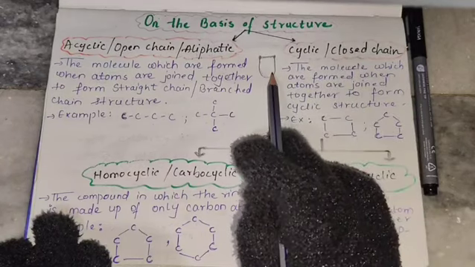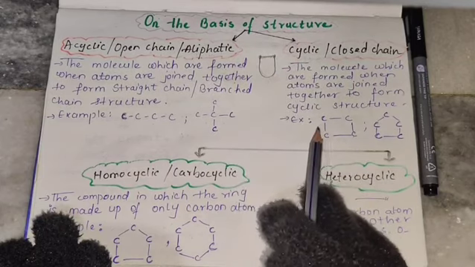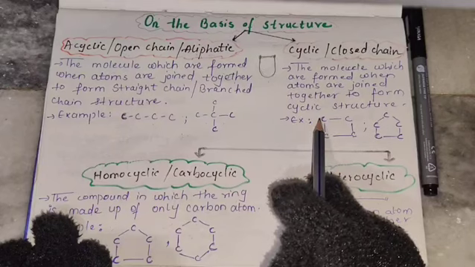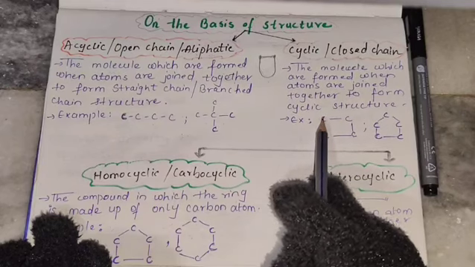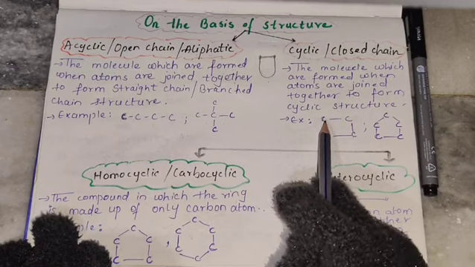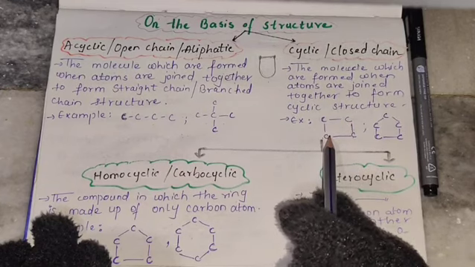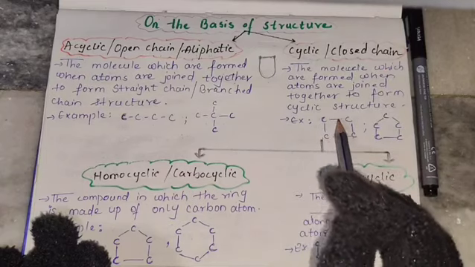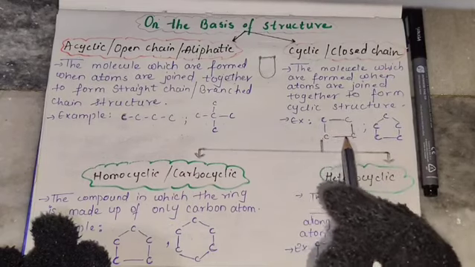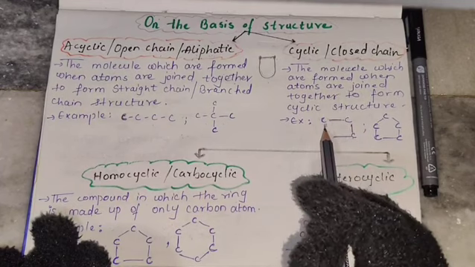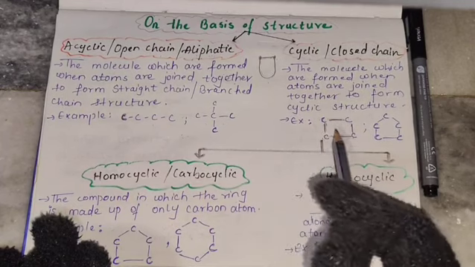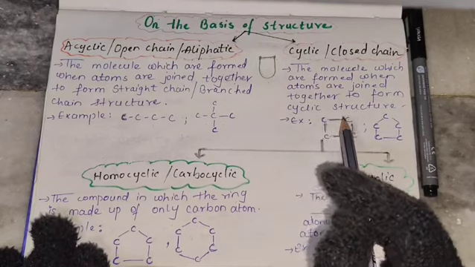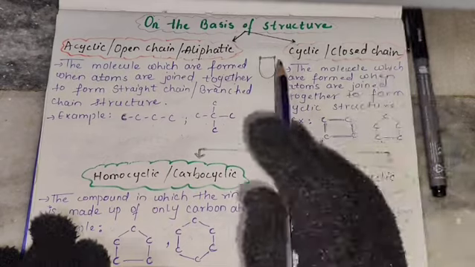Similarly, when in organic compounds, mainly the carbon atoms are joined together and form a closed, ring-like structure, then that type of structure is known as cyclic or closed chain structure. All these are carbon atoms which are connected through these bonds, and all the ends are joined together, and it forms a closed chain structure. So that type of structure is called closed chain or cyclic structure.